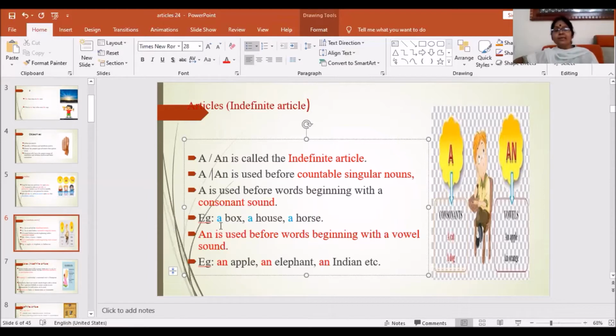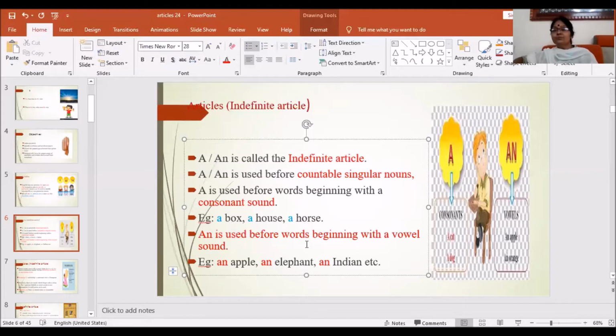For example, let us look at this box. Box is a noun. Box is singular. Box is countable. We can have one box, two boxes, three boxes, four boxes. And then it is having a consonant sound. So we have used a box, a house, a horse, right? So what we understand is that a is used before words beginning with consonant sounds, which are singular and countable nouns.